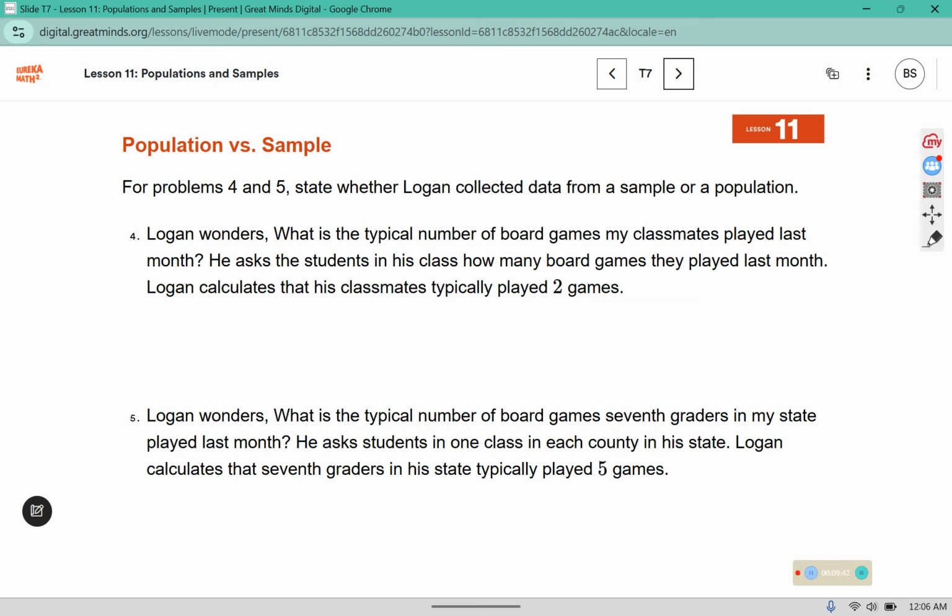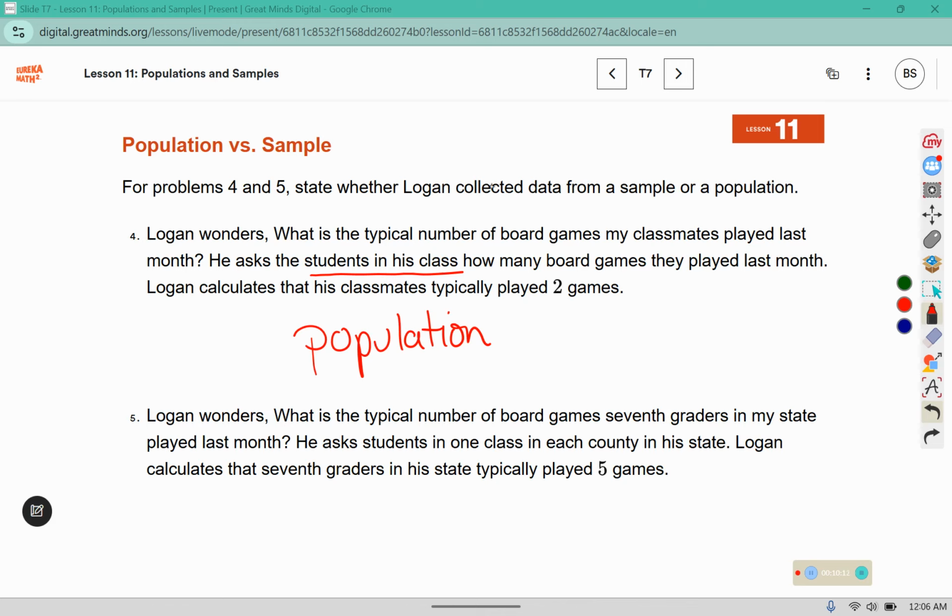For problems 4 and 5, state whether Logan collected data from a sample or a population. 4. Logan wonders what the typical number of board games my classmates played last month. He asked the students in his class how many board games they played last month. Logan calculates that his classmates typically played 2 games. He asked the students in his class, which includes the entire class. That is a population of data that he collected.